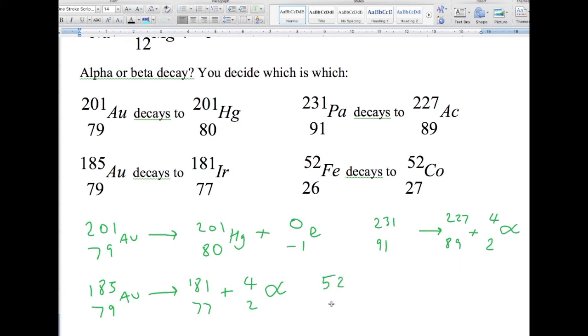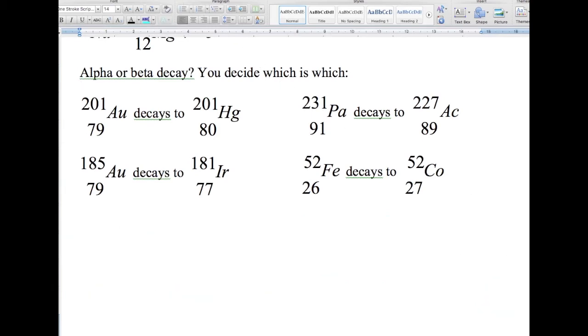So what's this one? 52 26 Fe is going to turn into 52 27 Co, and something else is going to happen here. Well, you can spot the patterns. Look at that, 52. I've got to add nothing to 52 to make 52. What do I need to add to 27 to get to 26? Minus 1. So that's our beta decay. So you must be getting the hang of that.